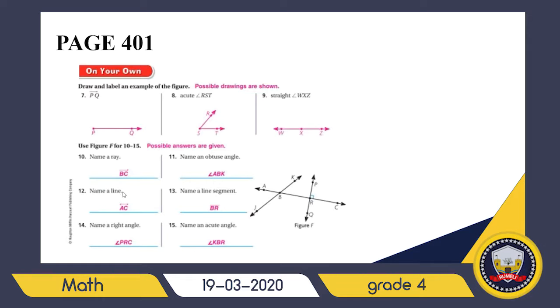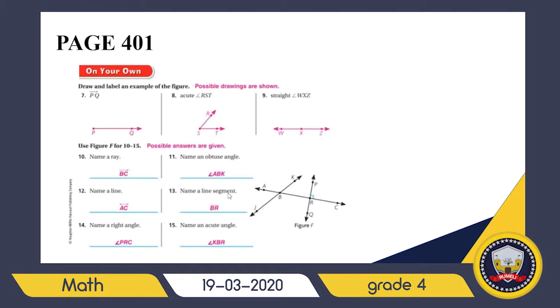Name a line. Remember line. So when you check the top, you will see it. A line goes to forever from both sides. It's A and C. AC is a line, or JK, it's a line, or PQ, it's a line. So AC, we said AC, and don't forget to put the symbol on the top. A line should go to forever from both sides.